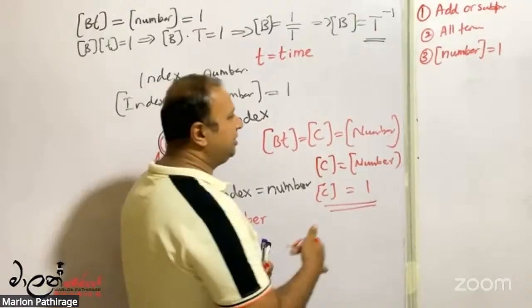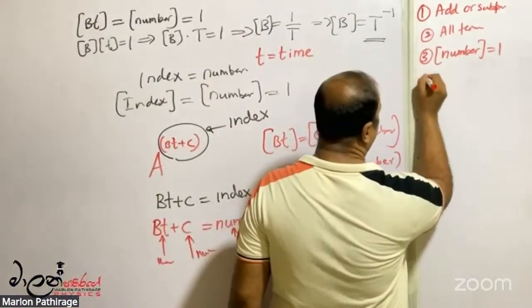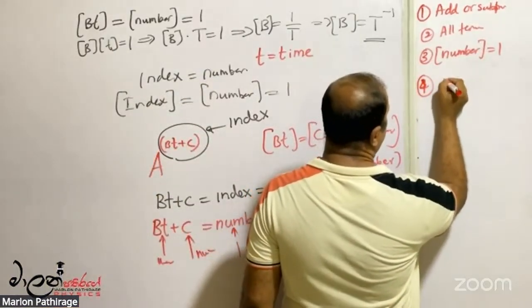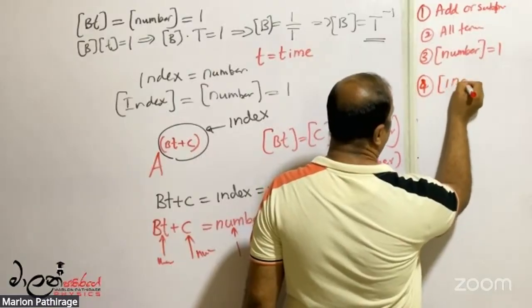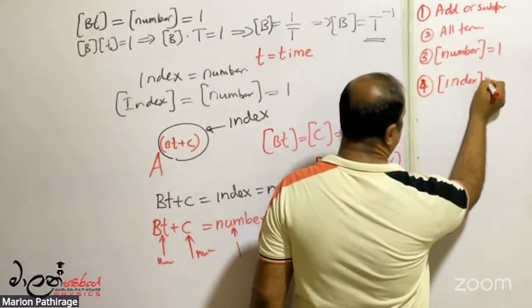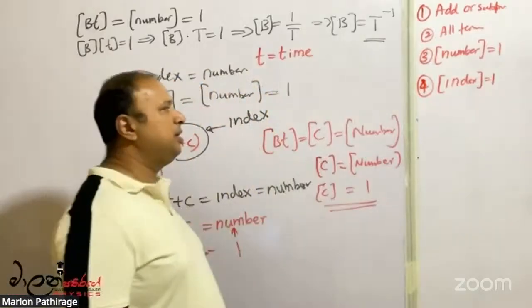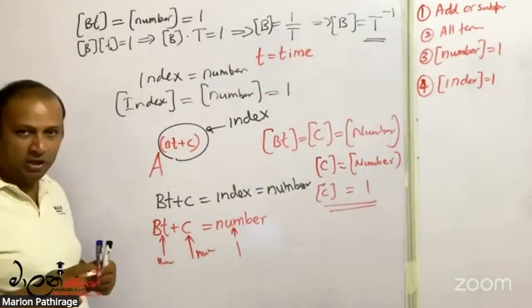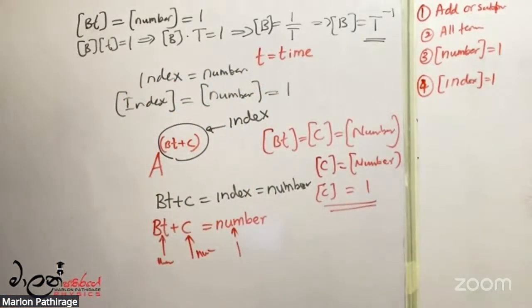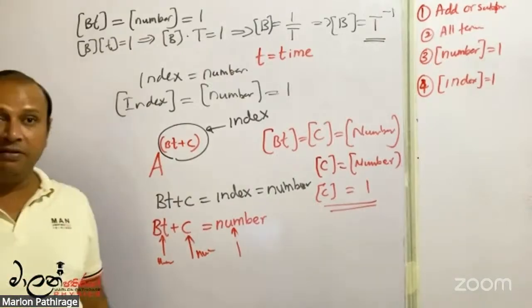Therefore, the fourth rule is the dimension of an index. Those are the four. There is a fourth rule. I will check with you.